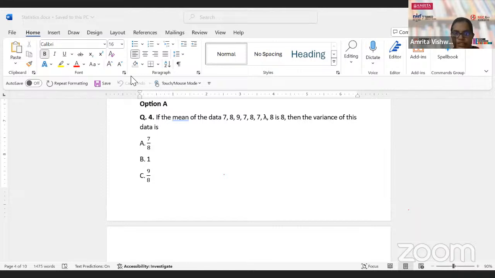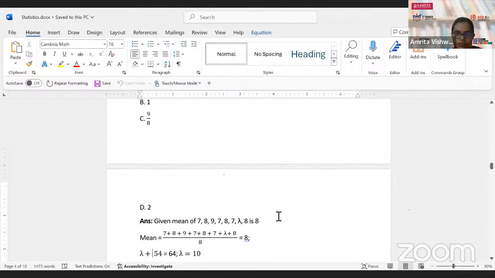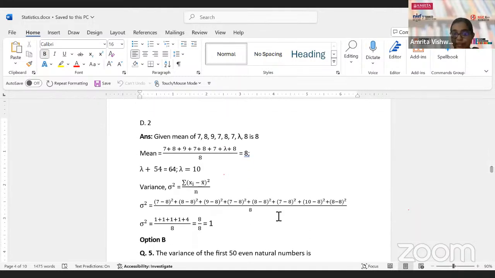Okay, so we'll start discussing this question. Very simple question, just look at it. We have the values here. Mean of these terms is given as 8. Mean of 7, 8, 9, 7, 8, 7, lambda and 8 is 8. Mean is equal to the sum of those observations divided by the total number of observations. Here the total number is also 8. So the sum, 7 plus 8 and so on, the whole thing divided by 8, equals 8. So you'll get an equation something like lambda plus 54 equal to 64, and you get the value of lambda.